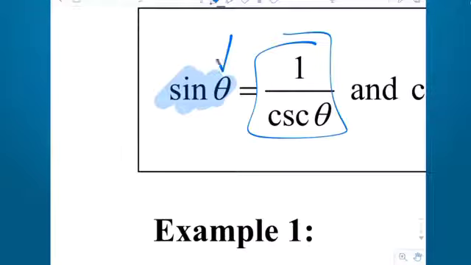What's the domain of sine of theta? All real numbers. So any value of theta on the left is going to produce an output. What is the domain of cosecant of theta? Is it all real numbers? No, cosecant has vertical asymptotes. Also, values where cosecant is equal to 0 are going to be undefined because 1 over 0 is undefined.